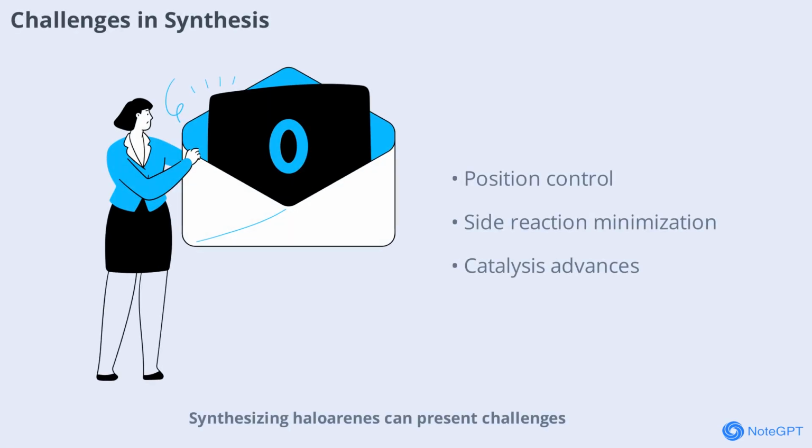Synthesizing halogens can present challenges, such as controlling the position of halogenation and minimizing side reactions. Advances in catalysis and reaction engineering are helping to overcome these obstacles. Mastering these challenges is essential for efficient and selective synthesis of halogens in both research and industry.